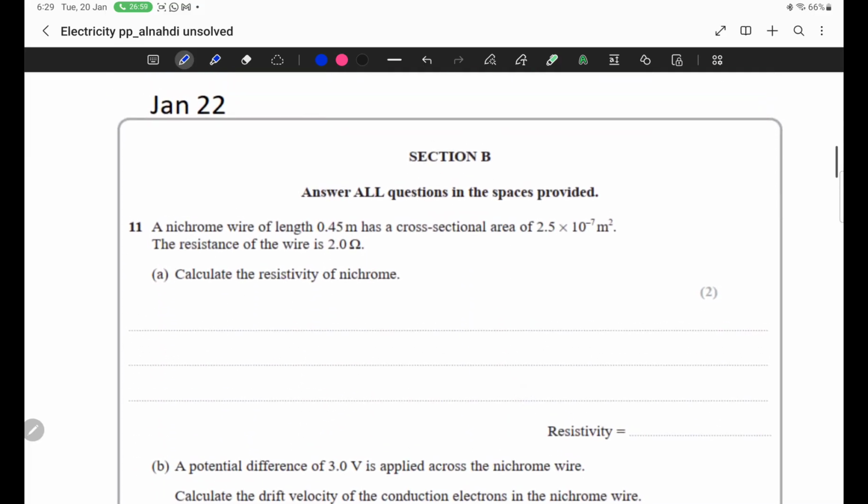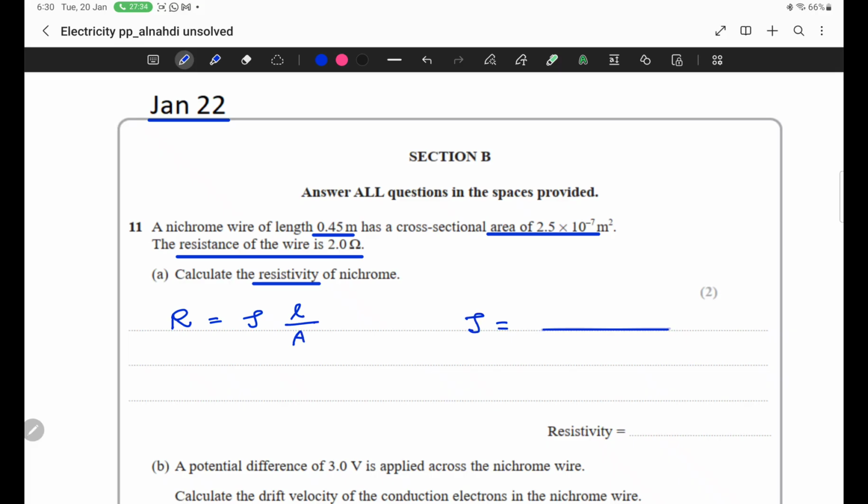It is a January 2022 question. The question is, we have a nichrome wire of length 0.45 meter. This is our first question, so we should solve it properly. Nichrome wire, length 0.45 meter, area 2.5 exponent minus 7, resistance is 2 ohm, and calculate resistivity. So R is equal to rho length over area. And if you are calculating resistivity, then resistivity will be equal to resistance into area divided by length.